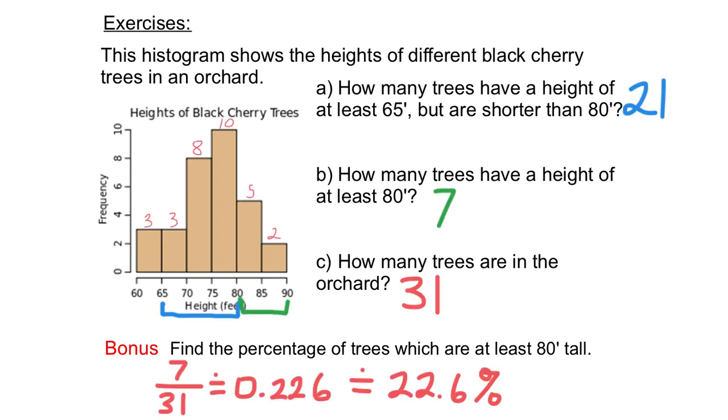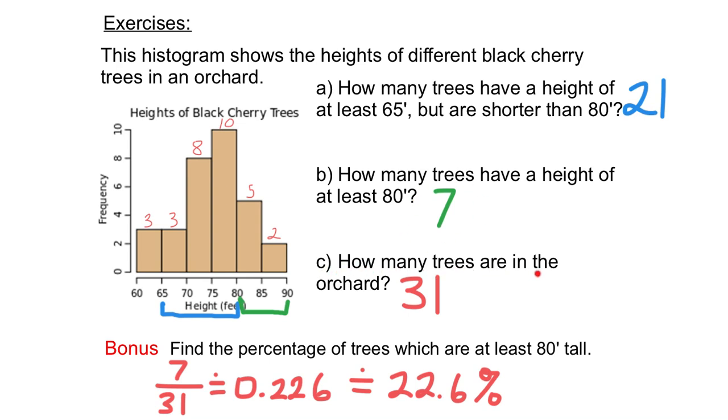And here you are. How many trees have a height of at least 65 feet but are shorter than 80 feet? Well, from 65 to 80, there's 3 plus 8 plus 10. That's 21 trees with a height of at least 65 but less than 80 feet. Part B, how many trees have a height of at least 80 feet? So that means 80 or more. So that means there's 5 plus 2, that's 7 trees at least 80 feet tall.